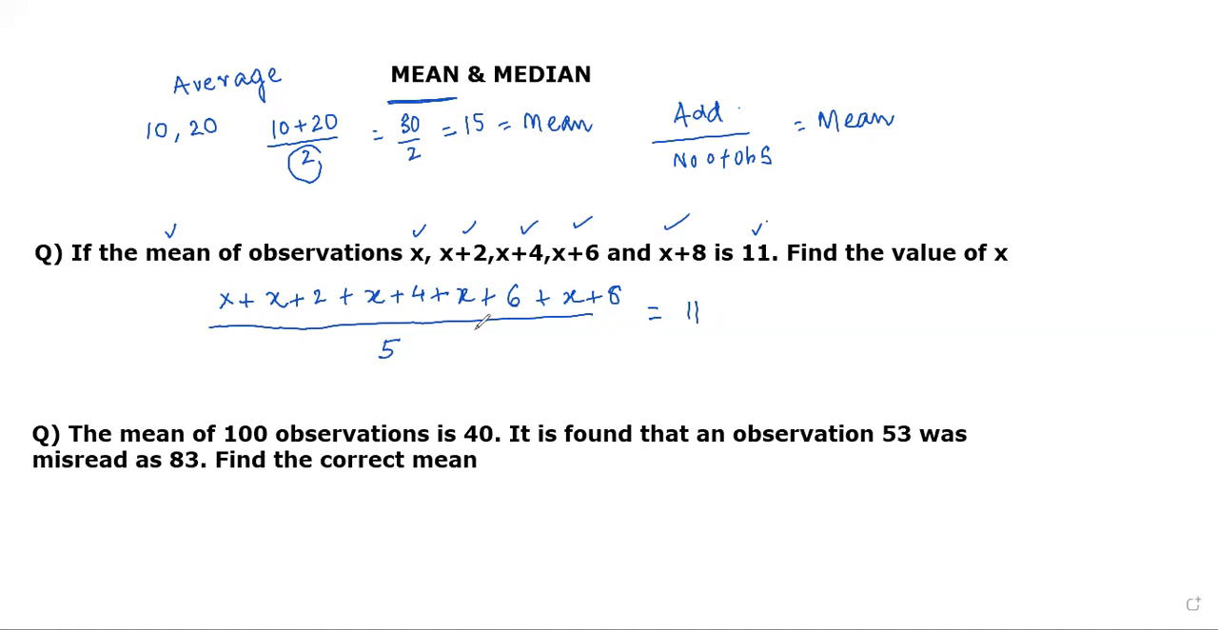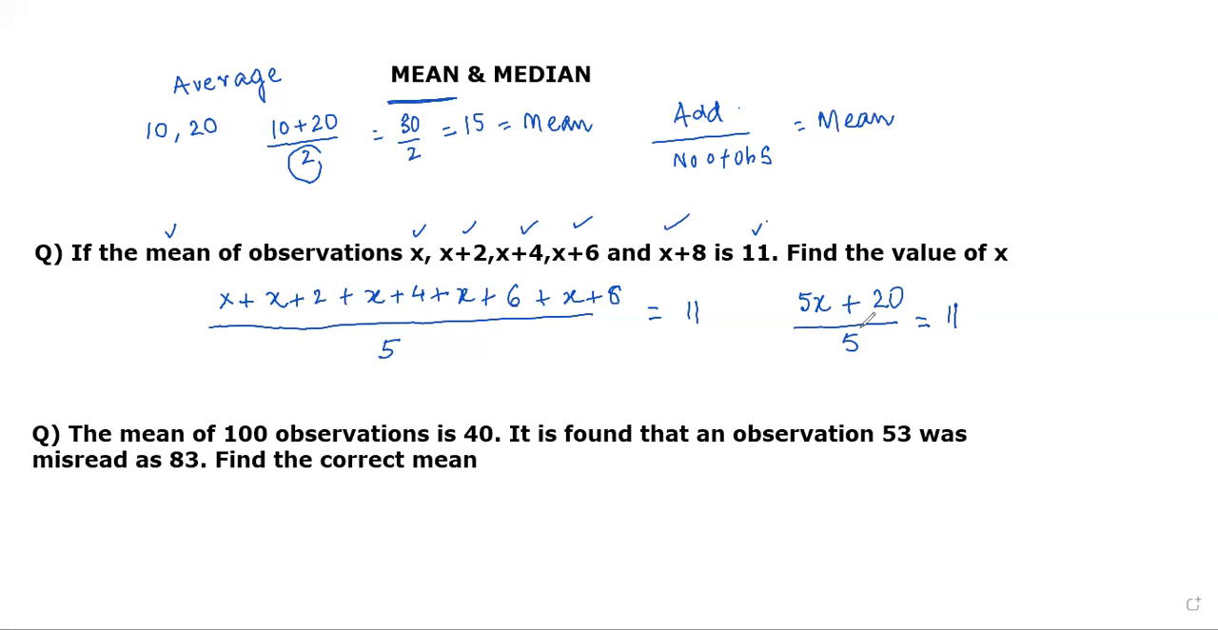Now, this is a very simple linear equation. I have to find the value of x. So let's solve this numerator. How many x are there? 1, 2, 3, 4, and 5. So this becomes 5x plus the number 2 plus 4, 6, 6 plus 6, 12, and plus 8, 20. So 5x plus 20 upon 5 is equal to 11.